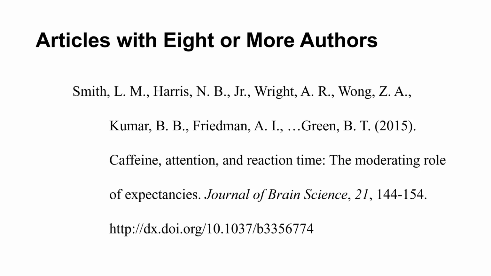If an article has 8 authors or more, list the first 6 authors in the usual way. Follow the name of the 6th author with a comma, a 3-dot ellipsis, and then the name of the very last author.